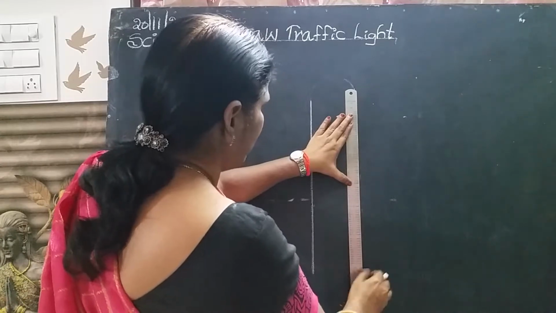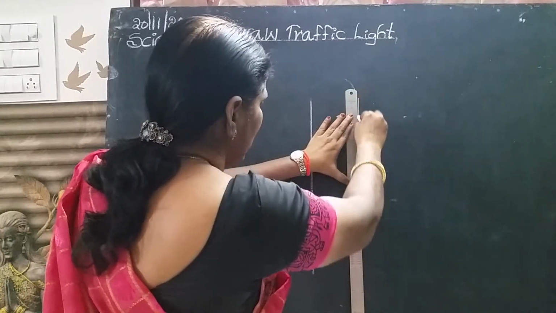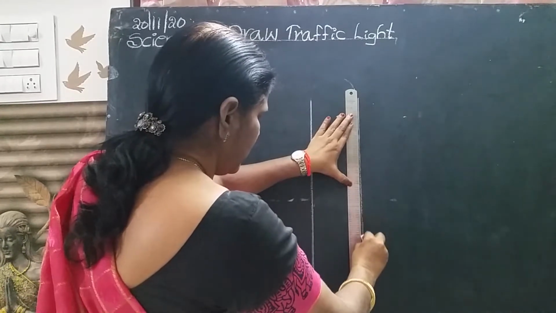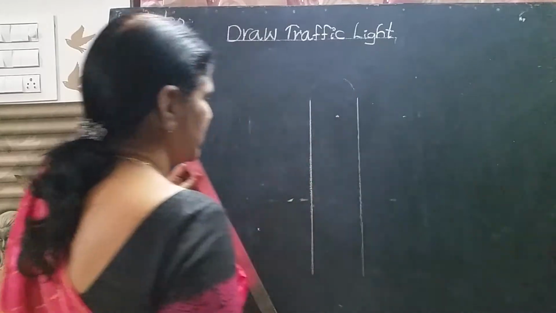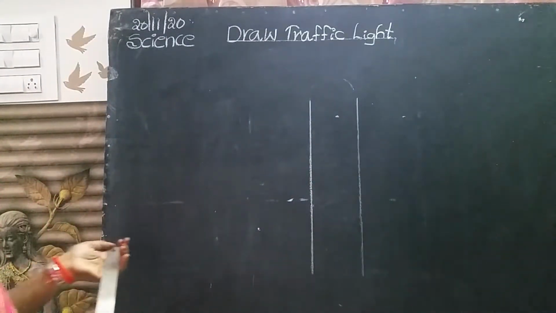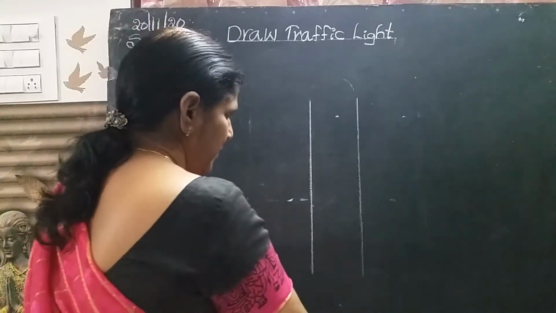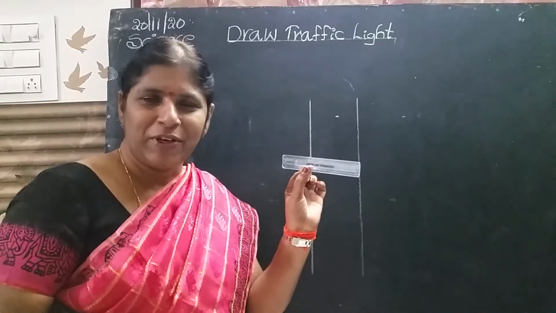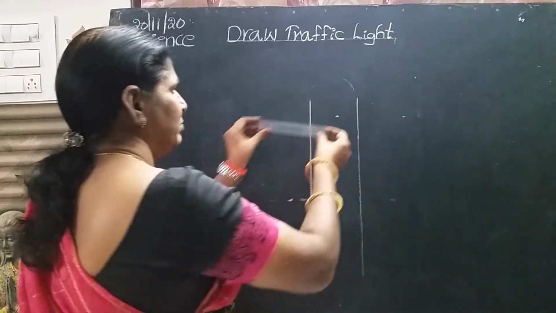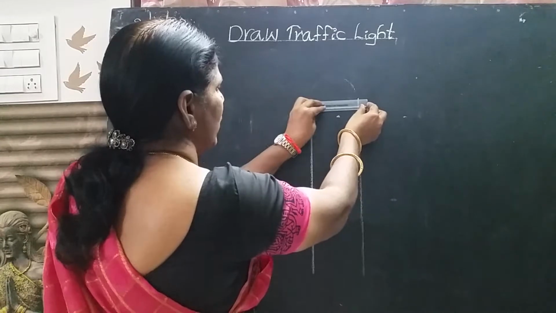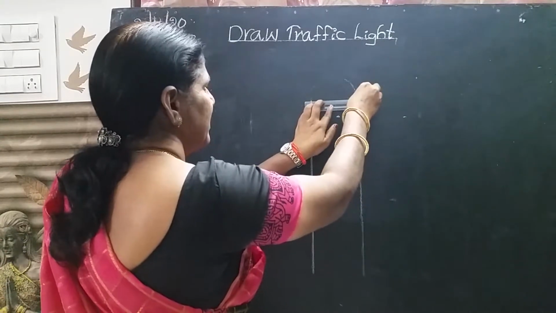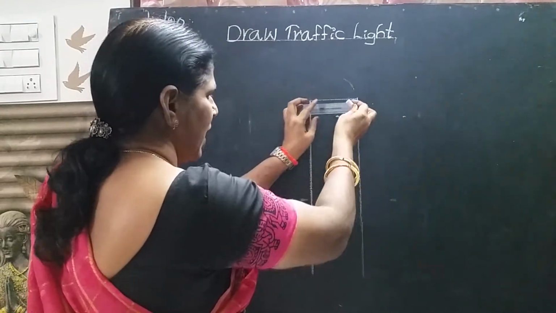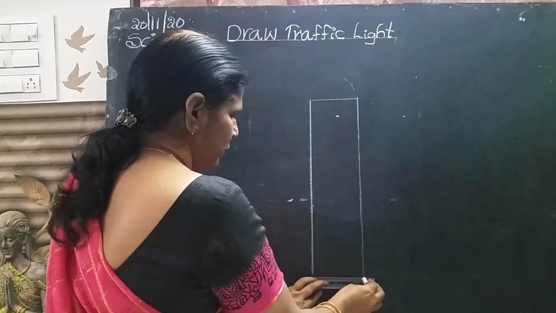Okay, follow me, children. You draw like this. Yes, 2 straight lines. Okay, and take one small scale. Join these 2 lines with a small scale like this, up and down.